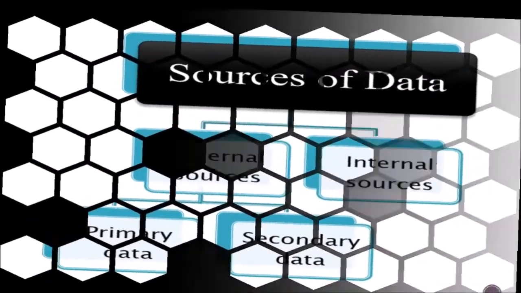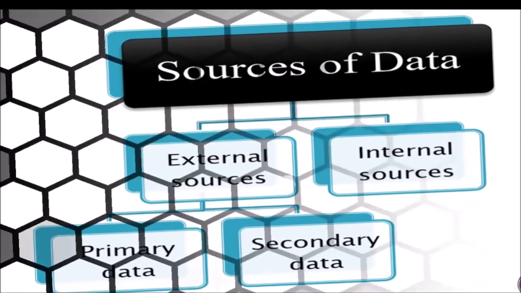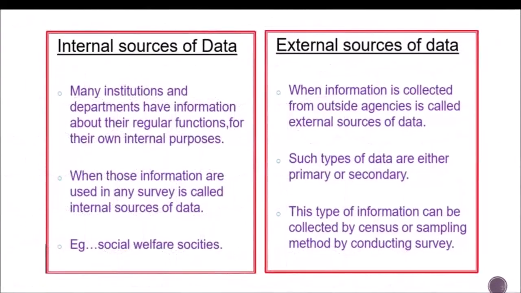Okay, so we have sources of data. We have two sources of data: the external sources and the internal sources. The internal sources are those coming mainly from institutions and departments that have information about their regular functions for their own internal purposes. When that information is used in a survey, it is called internal sources data.